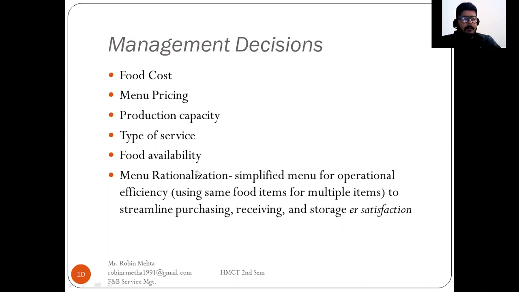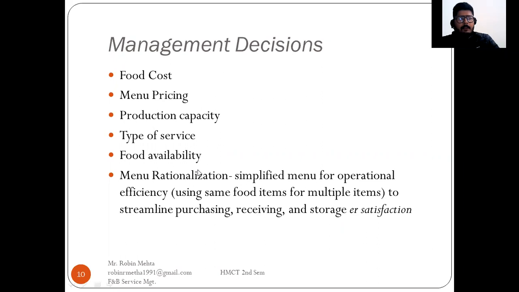If we prepare makhani gravy or basic gravy for one dish only, then when the order comes, again an order comes, we prepare the basic gravy again. That increases the cost of that food, and it affects our food costing also. So this is the way we can do the rationalization, to streamline purchasing, receiving and storage.